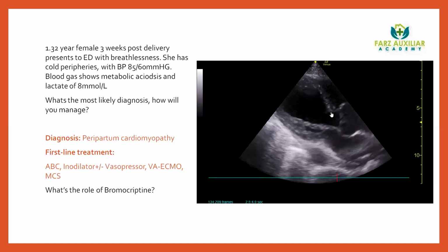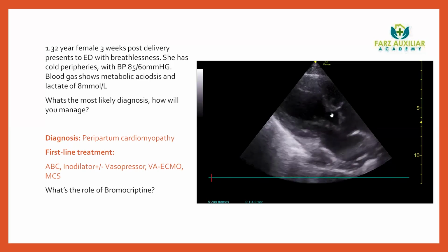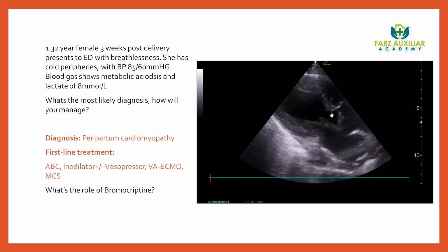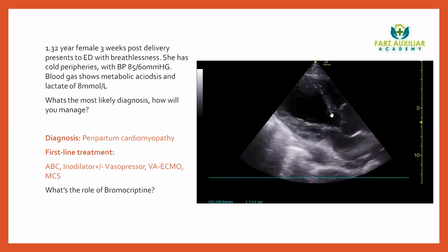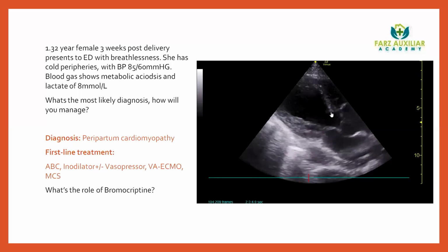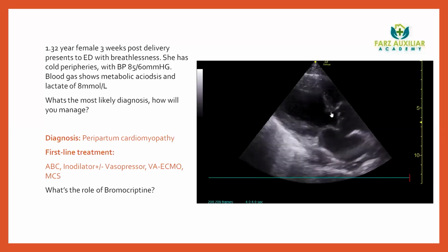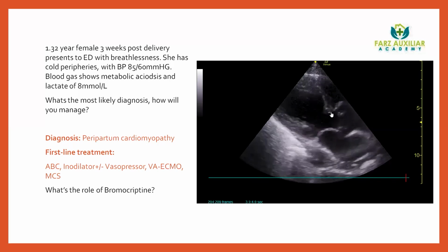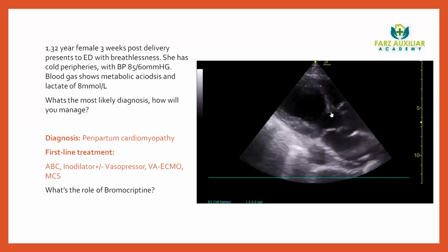And Dr. Mohammed, can you explain the echocardiogram? What do you see, and why do you say it's peripartum cardiomyopathy based on this? The left ventricular ejection fraction is low, and there's global hypokinesia with apical ballooning. Global hypokinesia, this is the left ventricle. Yeah, we cannot really see the apex here.